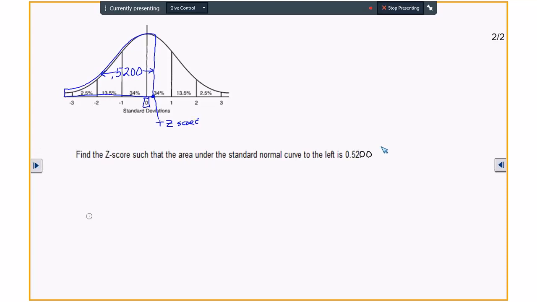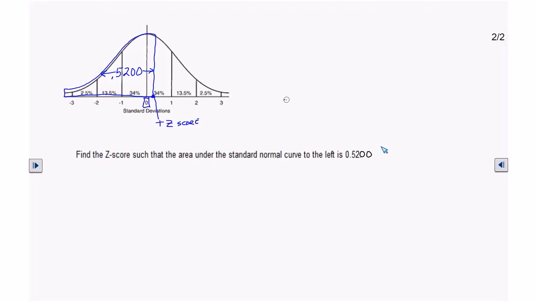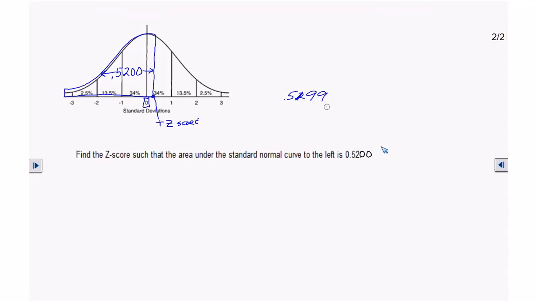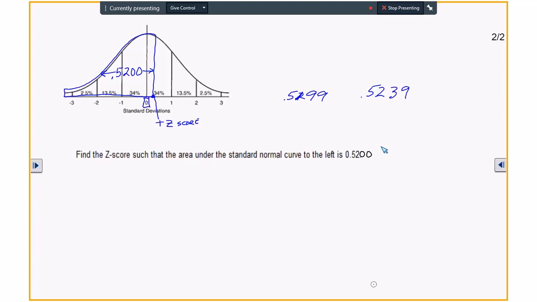What's the closest you can get to 0.5200? Give me the 4 digits. 0.5199. And what's the one that's above it? 0.5239. Now, if you look in your tables, those are your 2 choices. Now you have to ask yourself, this is $52 in your head. What's closer to $52, $52.39 or $51.99? Whichever one is closest, that's the one you go with.